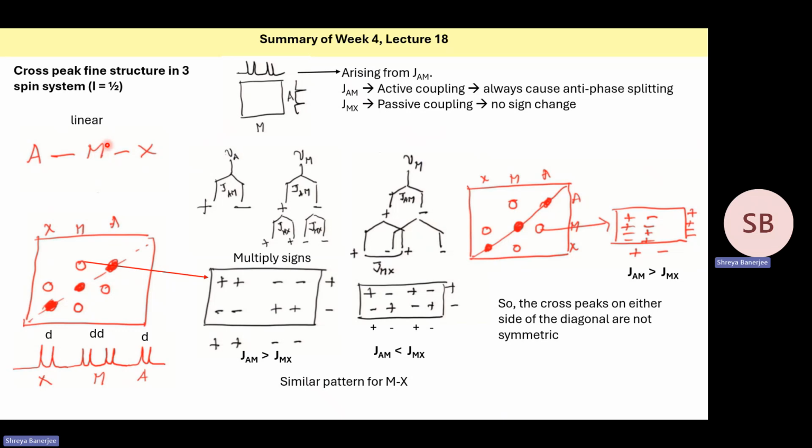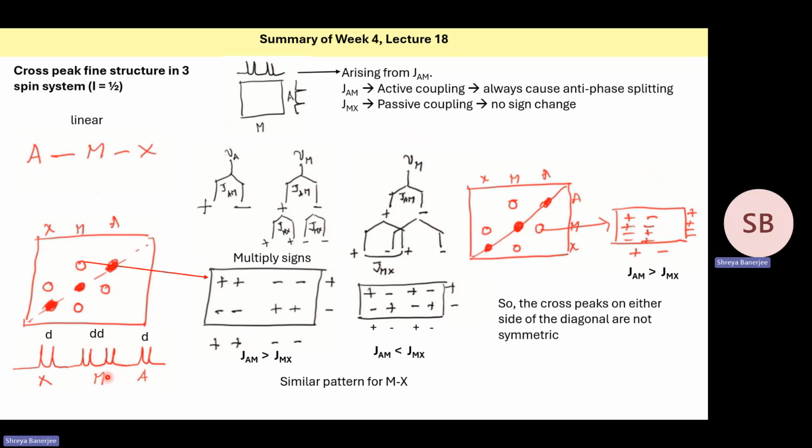M, on the other hand, will interact with both A and X. So M will first split up into two parts because of interaction with A, and each of these parts will split up into two more parts because of interaction with X. So you will get a doublet of doublets, that is DD, in case of the M spin.